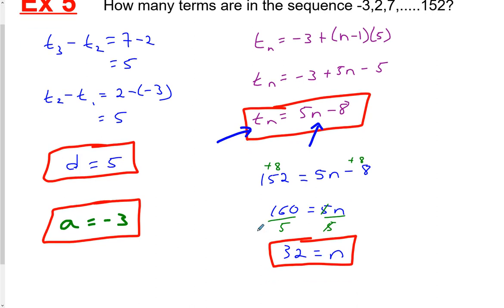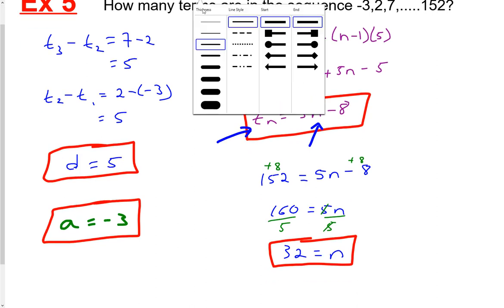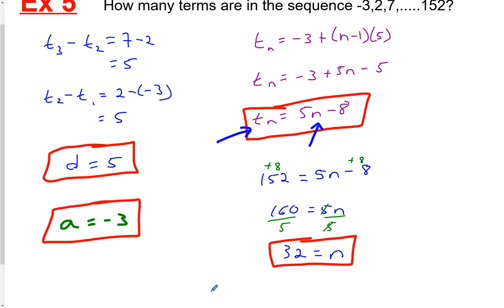So let's do a little therefore statement just so I'm showing I'm understanding. I'll say therefore there are 32 terms in this sequence. Cool.